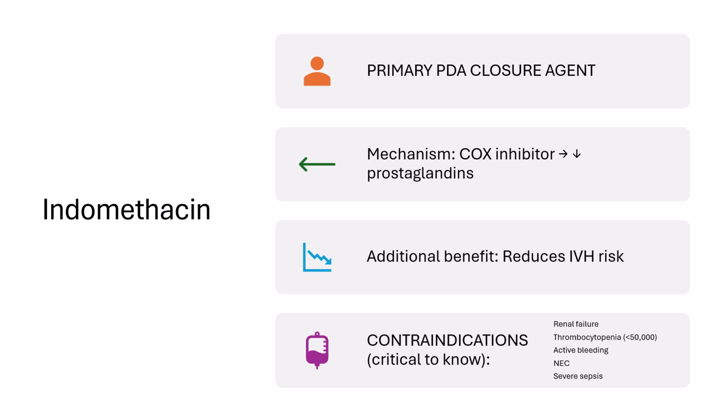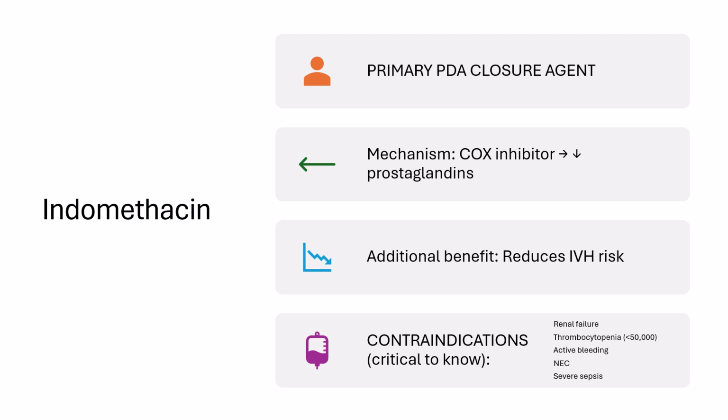Indomethacin is a primary PDA closure agent. As a COX inhibitor, it reduces prostaglandin synthesis to promote ductal closure. Beyond PDA closure, Indomethacin has an additional benefit of reducing intraventricular hemorrhage risk when used prophylactically. The contraindications are frequently tested. Know these cold. They include renal failure, thrombocytopenia, platelets less than 50,000, active bleeding, necrotizing enterocolitis, and severe sepsis.